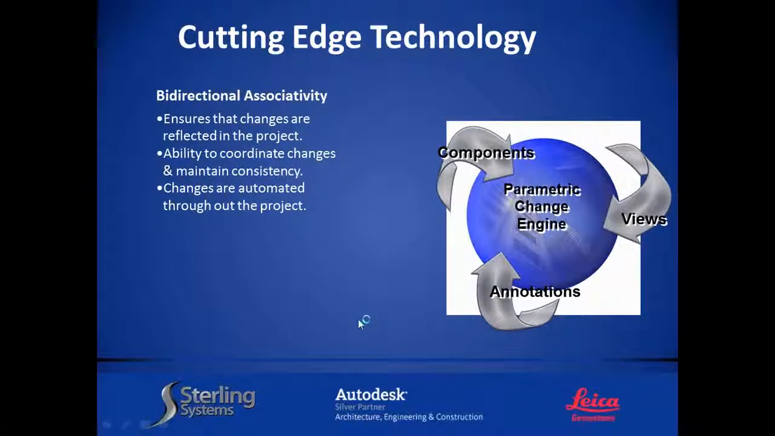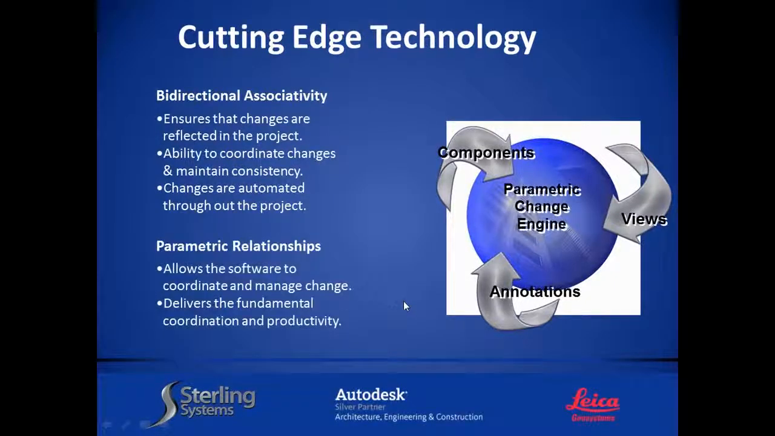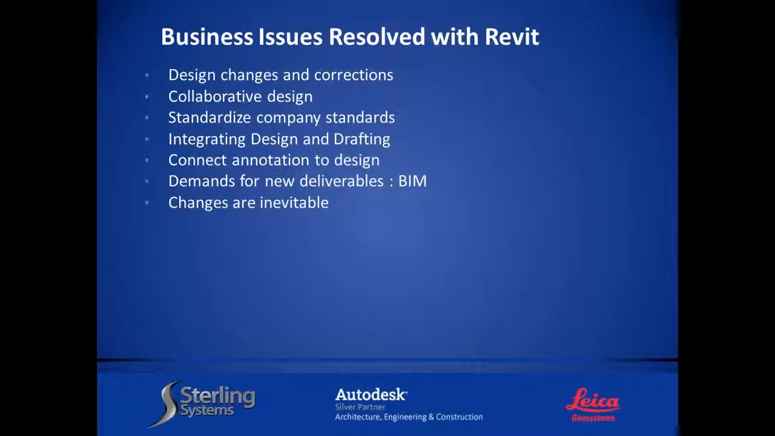A few other parts, important parts, are related to what we call parametric relationships. These parametric relationships allow the software to coordinate and manage changes as they occur. So as we make updates to things like sheets, whether we're changing a schedule, whatever the case may be, all of these fundamental items are coordinating without you having to do anything. It's a very powerful tool.